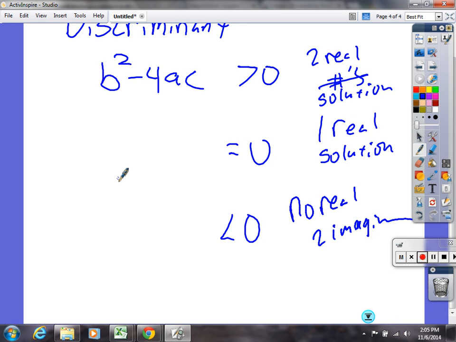If I have a square root of 0, what's the square root of 0? 0. So just like our previous example, we go 30 plus 0 and 30 minus 0. That's the same darn number, isn't it? So hence, you're going to have one solution. And if it's positive, you're going to have 30 plus something and 30 minus something, which gives you two answers. Does that make sense where these guys come from?